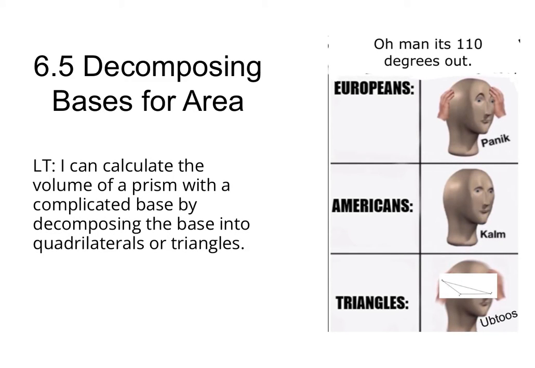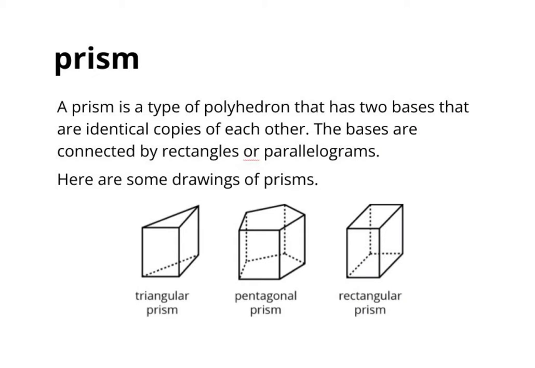Well, in lesson 6.5, decomposing bases for area, we will be calculating the volume of prisms with complicated bases. Just a reminder that a prism is a three-dimensional shape that has two bases that are identical, and then height that is made up of faces, which are typically rectangles, and that prisms are named for their base. So this is a pentagonal prism because its base is a pentagon or a five-sided polygon.